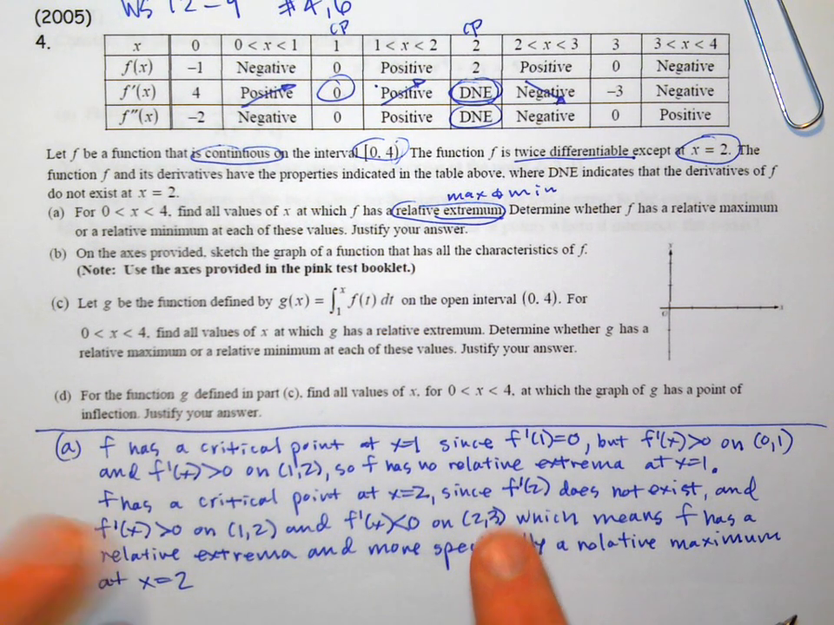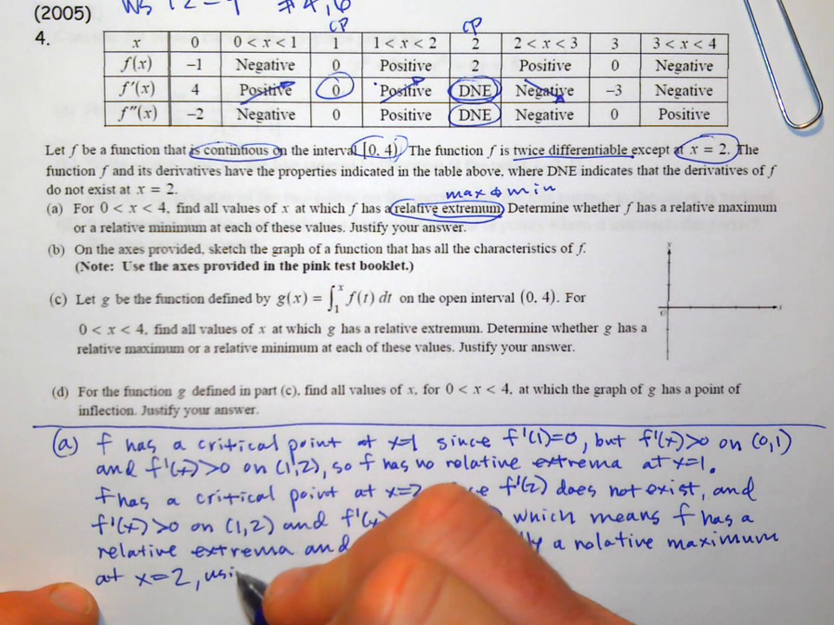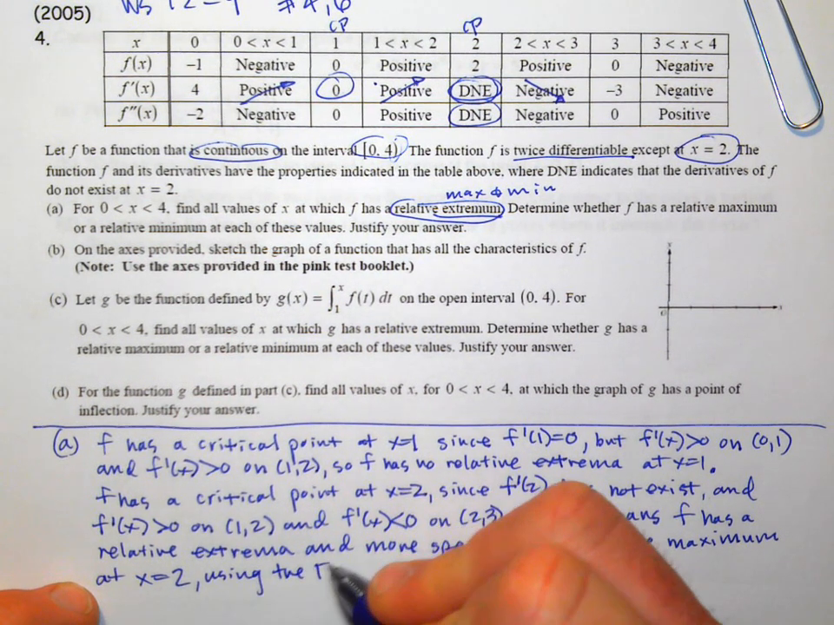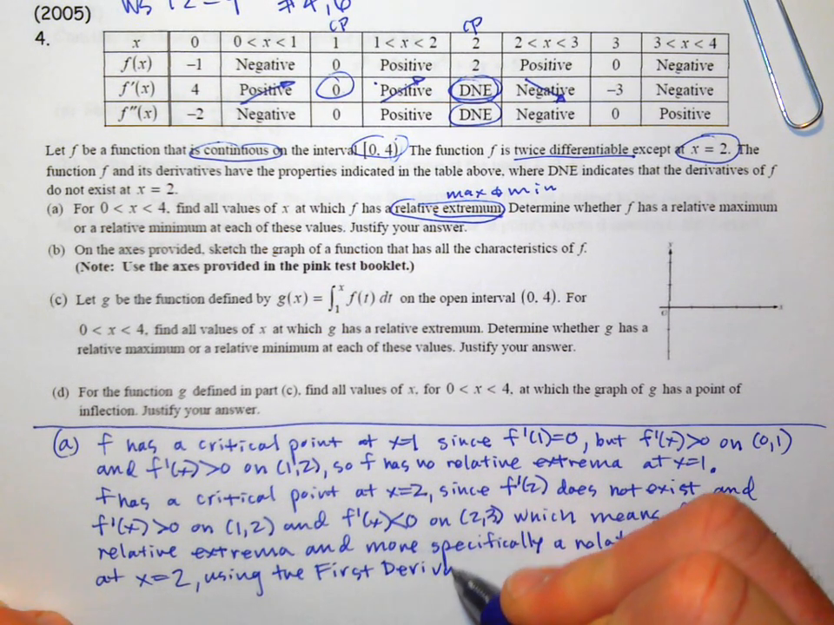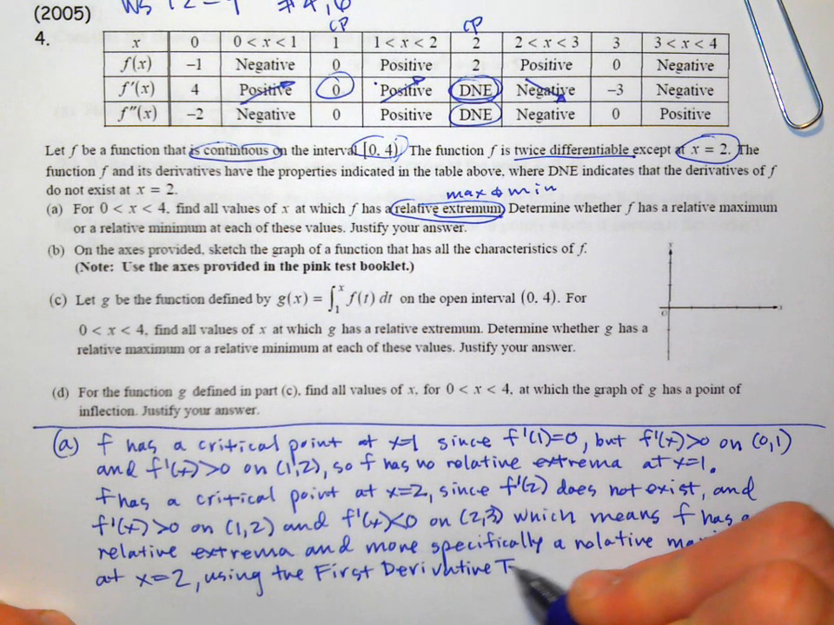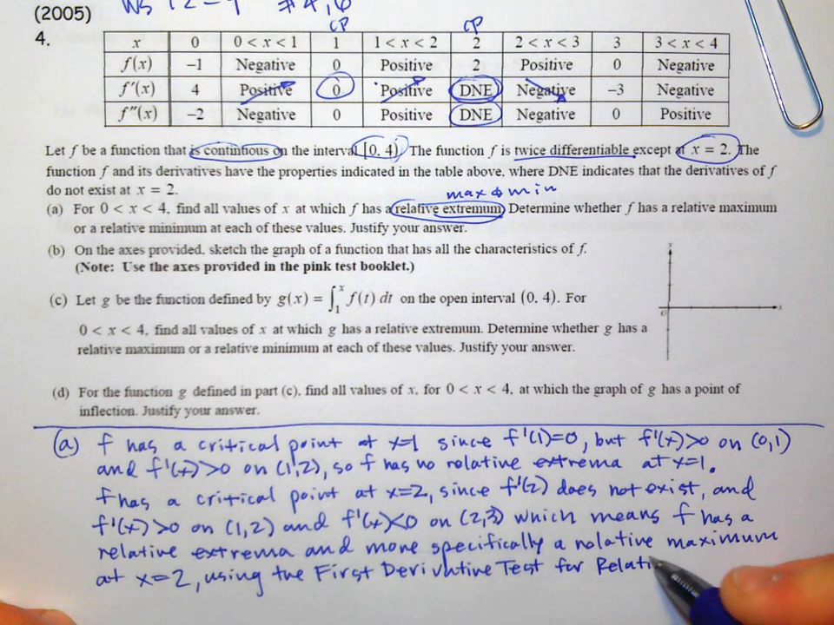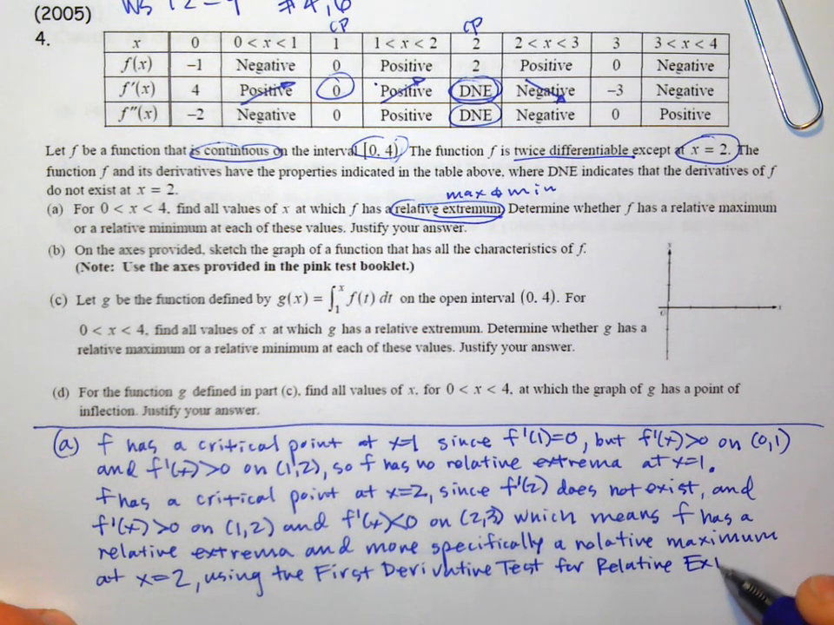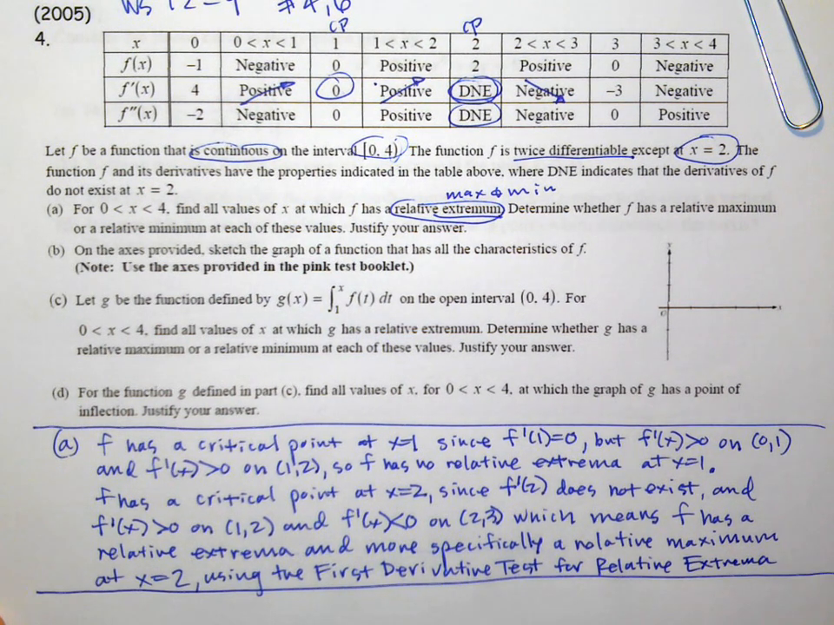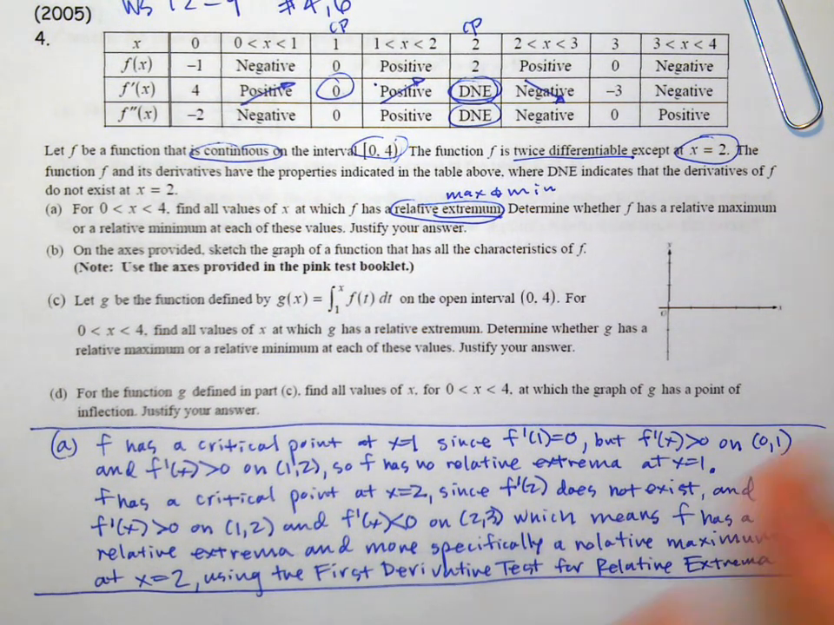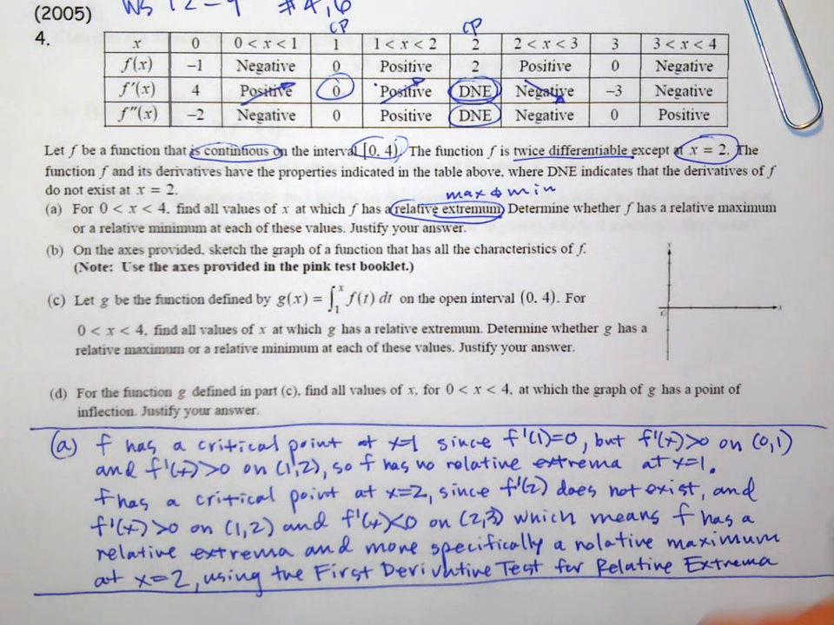Well, what's the name of the thing that we're using right here? Using the first derivative test for relative extrema. That's the full proper name for it. So I think that's a nice, I mean, identifying it, figuring out the answer is pretty easy. Now, justifying it, that's a little tougher.